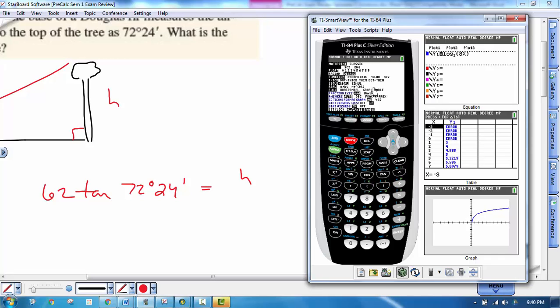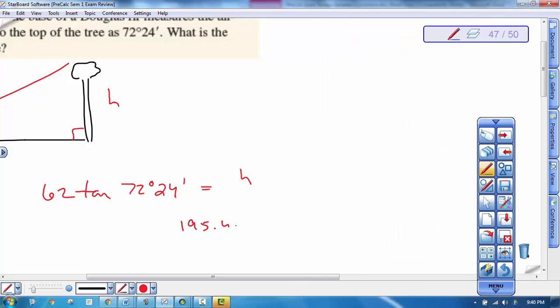And then just make sure your calculator is in the right mode. You want to make sure you're in degree mode here, which I am, so I can hit enter, and that gives me my answer of 195.45 feet.